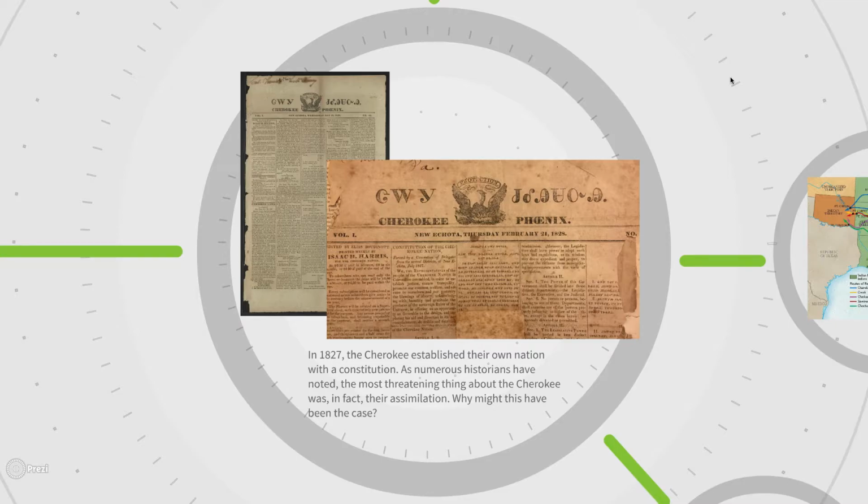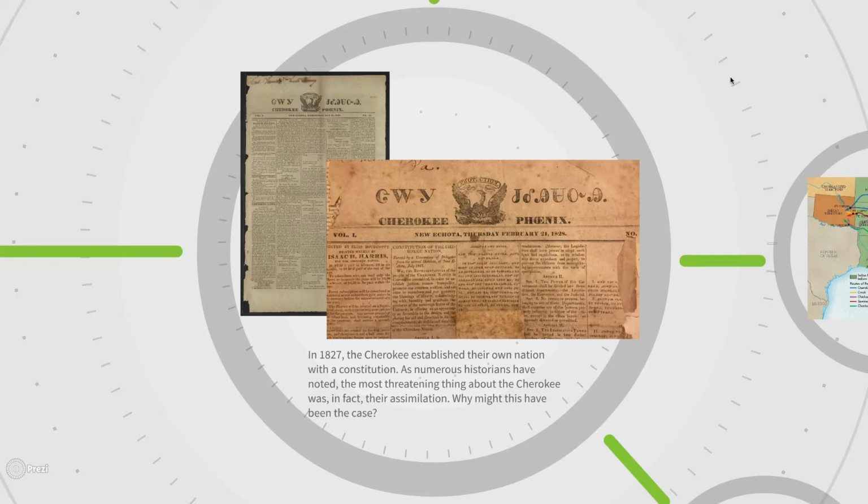But they established their own nation. They have their own constitution. You can see here on this issue, Volume 1, from early in 1828, they've published the Constitution of the Cherokee Nation. And I point out here that numerous historians have noted that the most threatening thing ultimately about the Cherokee to a lot of people was, in fact, that they were so assimilated.